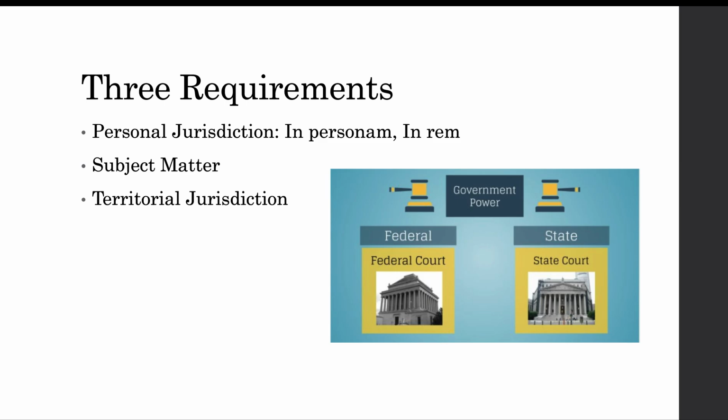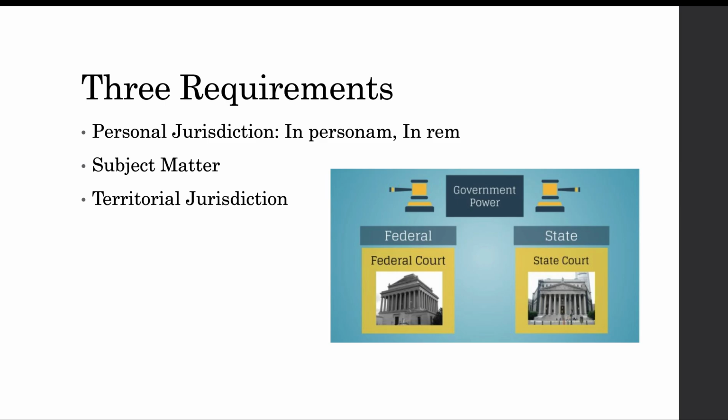There are three requirements for jurisdictional analysis. The first is personal jurisdiction, which gives the court power over a party. This can be either a person, which is in personam jurisdiction, or a property, which is in rem jurisdiction. Next, we have subject matter jurisdiction, which says whether a court has the power to hear a case.